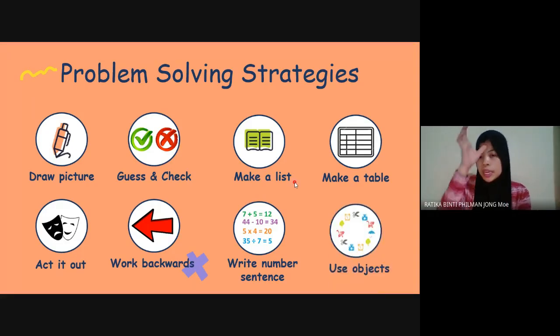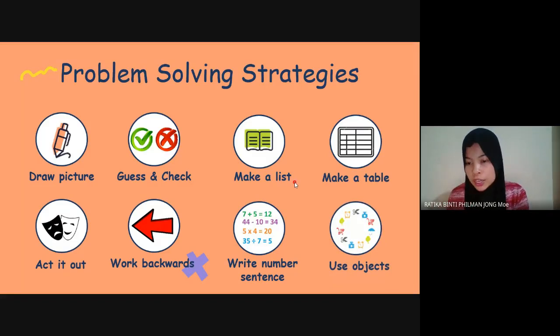Okay, and the last one is using object. For example, I have the question: I have 3 marbles. My mother give me another 3 marbles. How many marbles do I have now? Okay, so awak ada marble dekat rumah. You take 3, and your mother give you another 3. You use real object to represent the problem. Tapi kalau nombor tu besar, so you cannot use object lah.